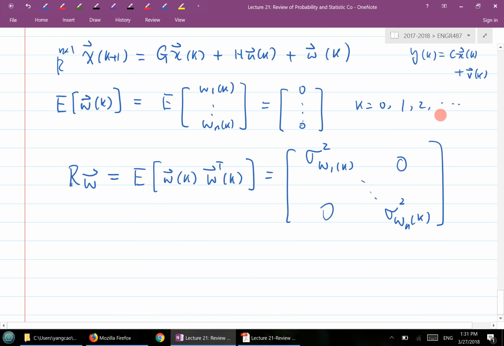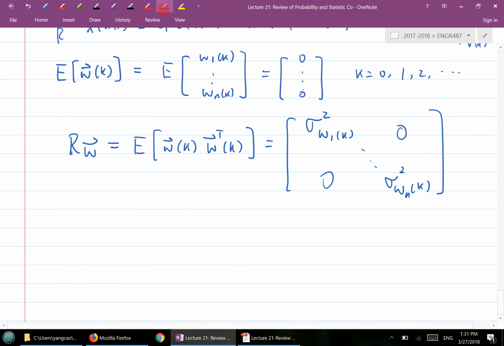So I think I can stop here. That's enough background to get us started. That's basically the next step: we'll look at the Kalman filter design.